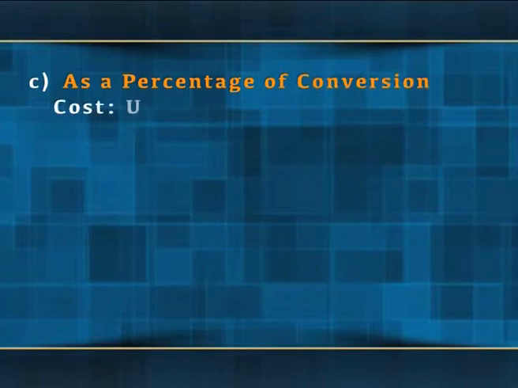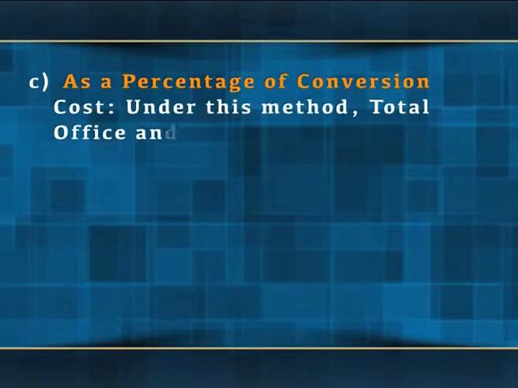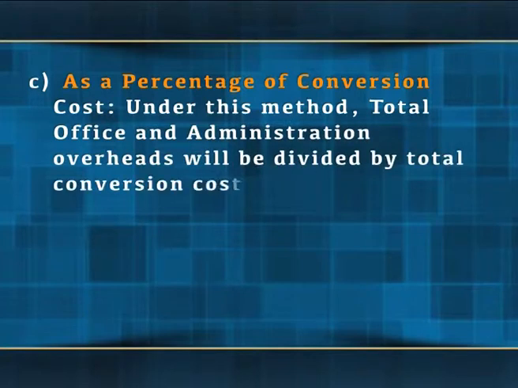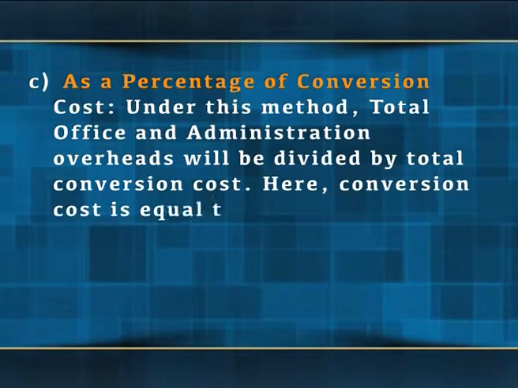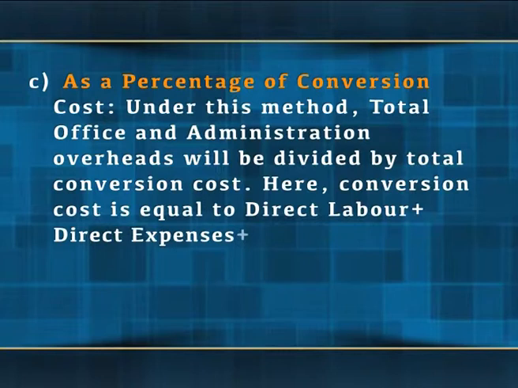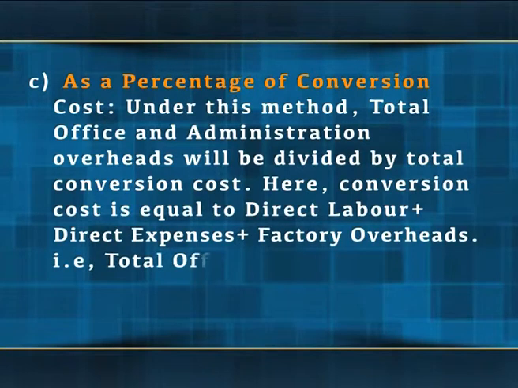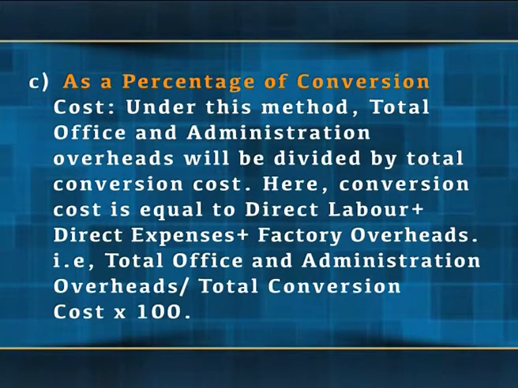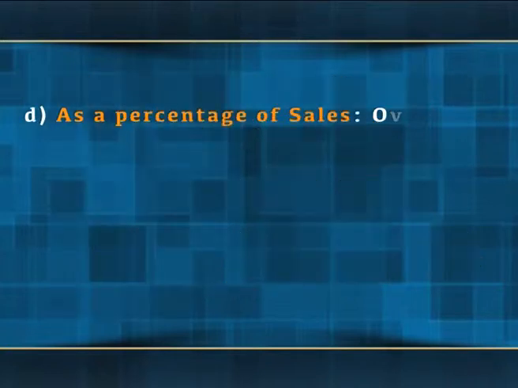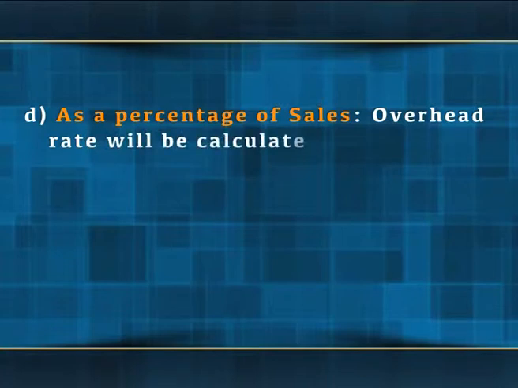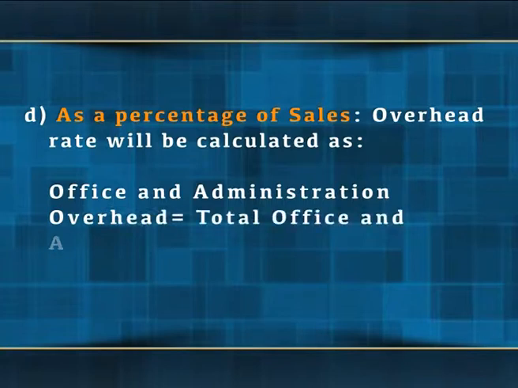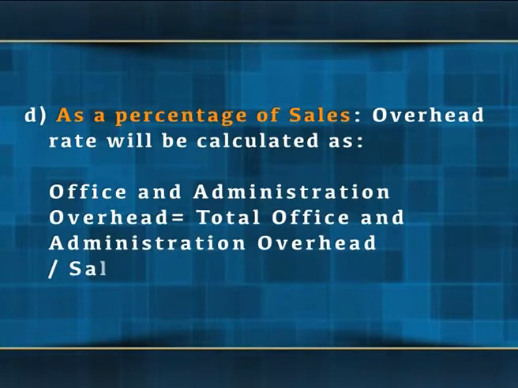C, as a percentage of conversion cost. Under this method, total office and administration overheads will be divided by total conversion cost. Here, conversion cost is equal to direct labor plus direct expenses plus factory overheads, that is, total office and administration overheads divided by total conversion cost into 100. Number D, as a percentage of sales, overhead rate will be calculated as: office and administration overhead rate is equal to total office and administration overhead divided by sales into 100.